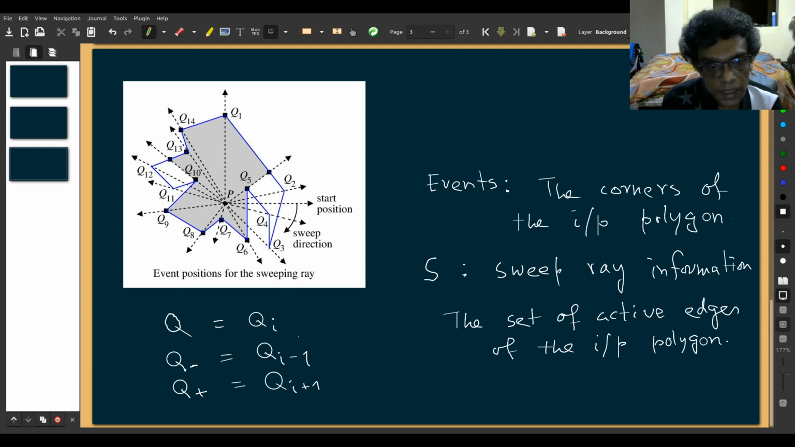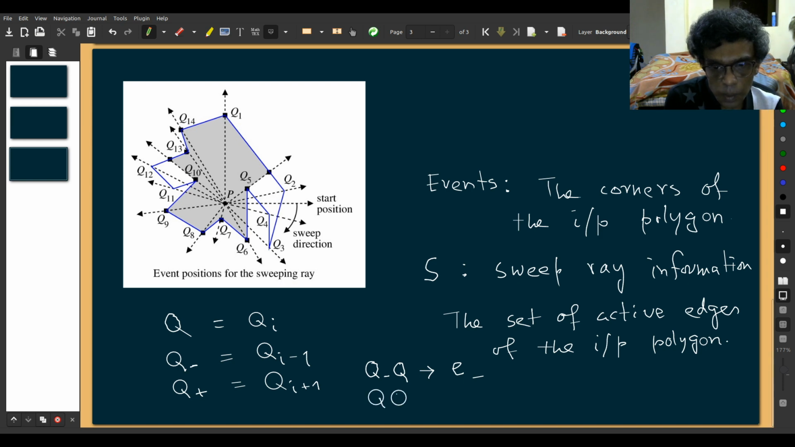And we call the edge Q minus Q to be E minus and Q Q plus to be E plus. For example, whenever this event Q1 occurs, the edge Q14 Q1 is my E minus and Q1 Q2 will be my E plus.